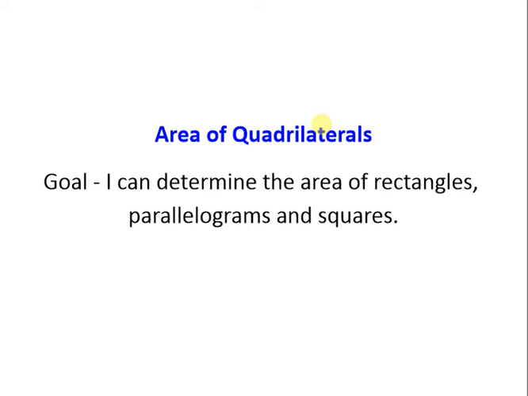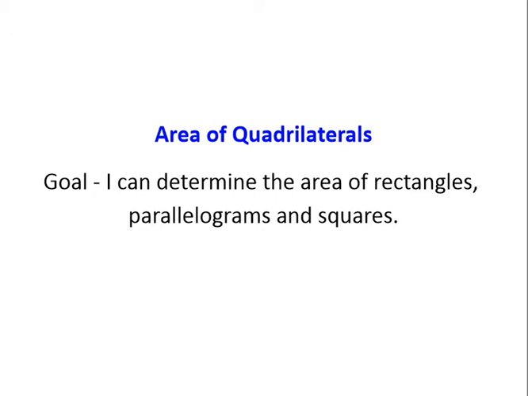This lesson, we're going to look at the area of quadrilaterals. If you remember from the last lesson, quadrilaterals are any shape that have four sides and four angles. The only shape that we're not going to look at in this lesson that is a quadrilateral is a trapezoid. So we're going to do a different lesson for area of trapezoids.